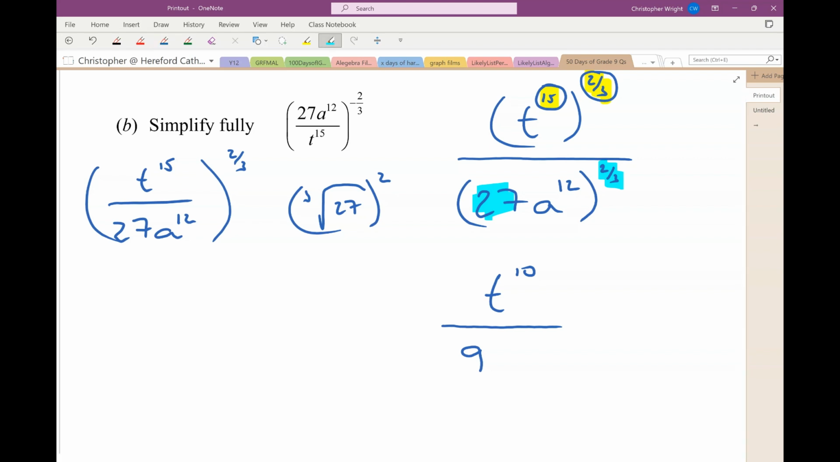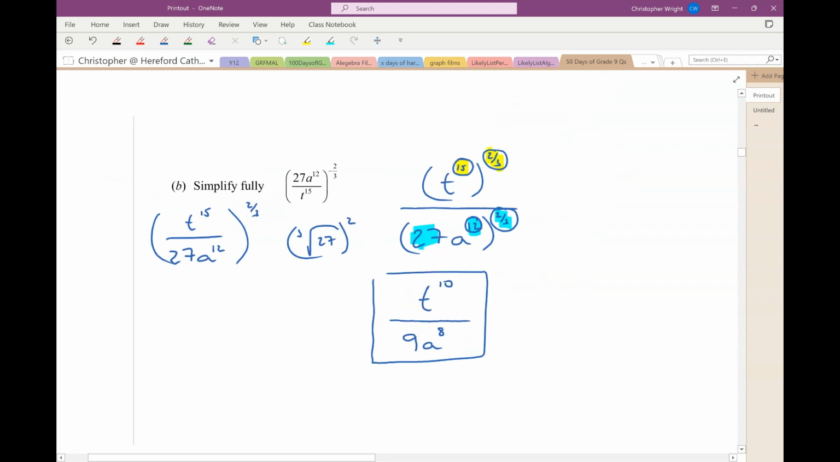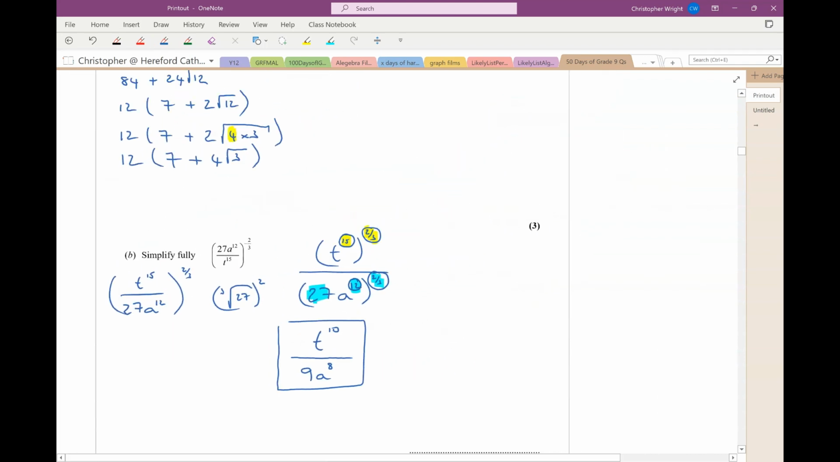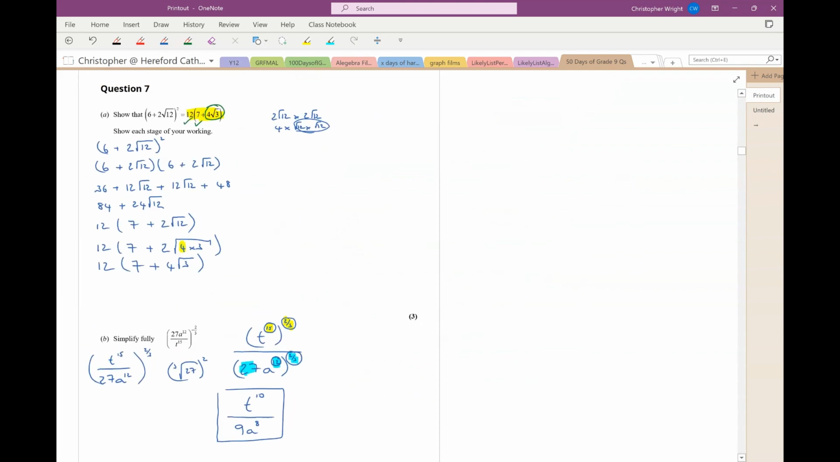Now what about this a to the 12 raised to the power of 2/3? Well, I'll just use my rules of indices again. So it's going to be a to the power of 12 times 2/3, which is a to the power of 8. So there is my solution to part B. And I'm just having a quick look to see if I can do any more simplification, because sometimes they have a common factor top and bottom, but they don't in this case. So that is question number 7 complete.